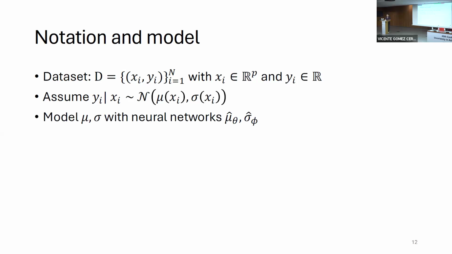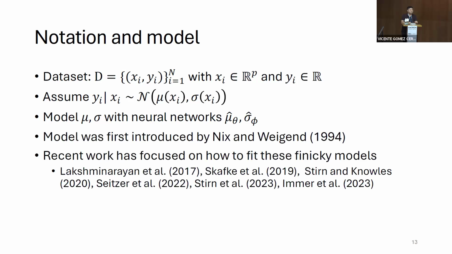Now, as I mentioned before, we're going to try to do this with neural networks. We're going to denote this with hats, and the mean is parameterized by parameters theta, and the variance by phi. Also, I apologize, I'm going to swap between standard deviations, variances, and precisions. They all sort of mean the same thing.